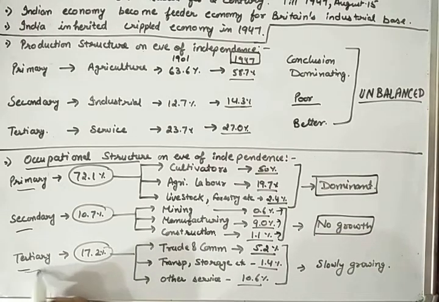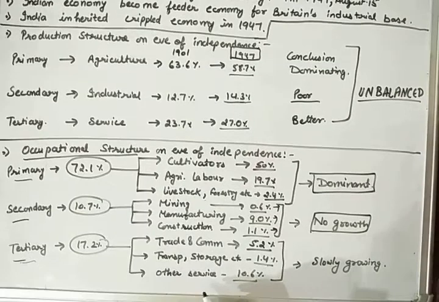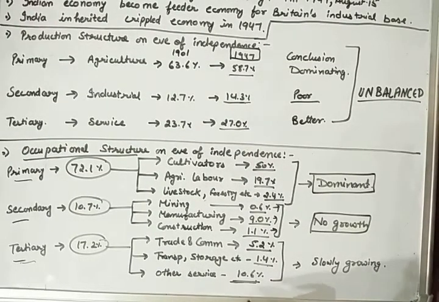By talking about the tertiary sector or the service sector, there was 17.2% population engaged in it. And out of that, 5.2% was in trade and commerce. That is, they are buying and selling goods and services. Look, only 9% is engaged in manufacturing, so there will not be many goods, so only 5.2% population was selling the goods. And transportation and storage was 1.4%, which was very poor. And other services were 10.6%. That is not very good, but a moderate thing. So we can say that the service sector, that is tertiary sector, was a slowly growing sector.